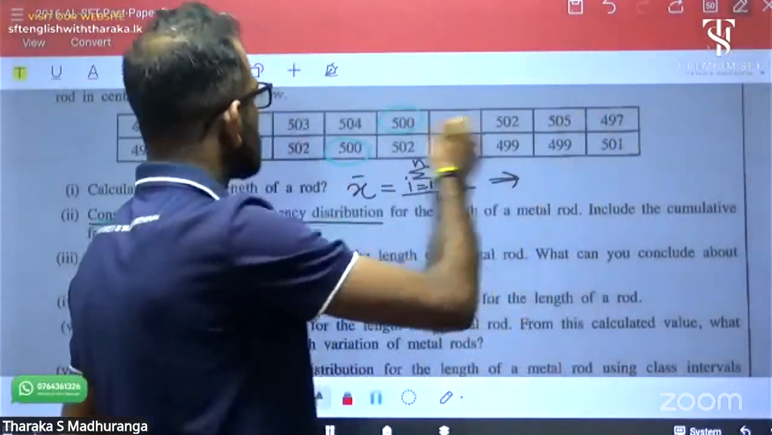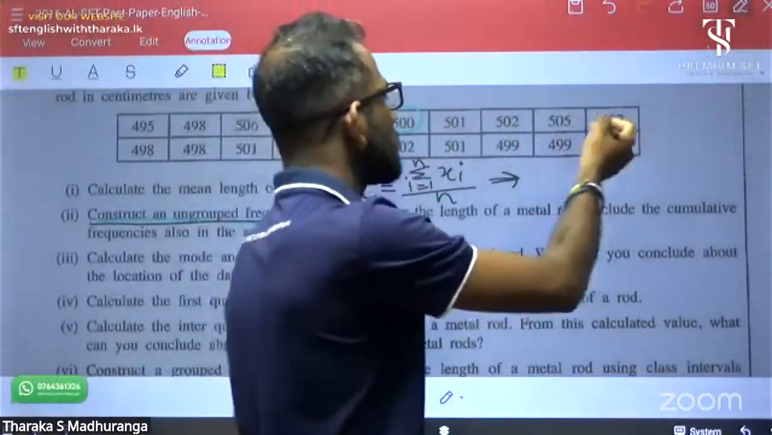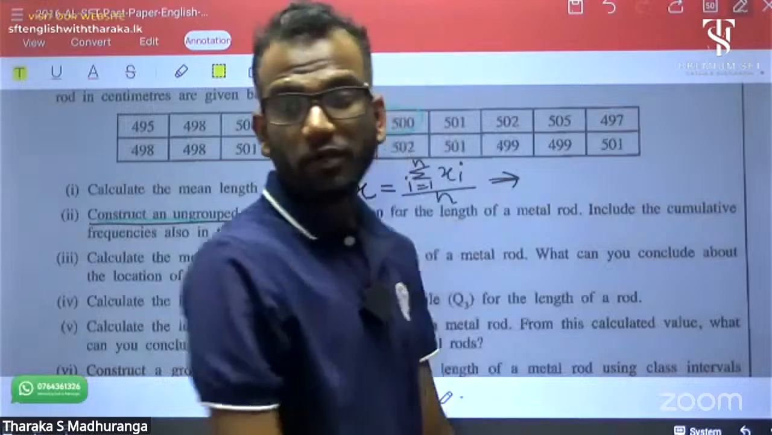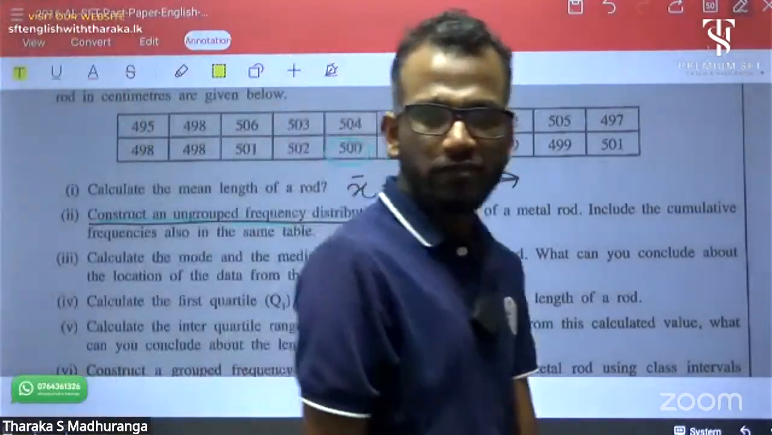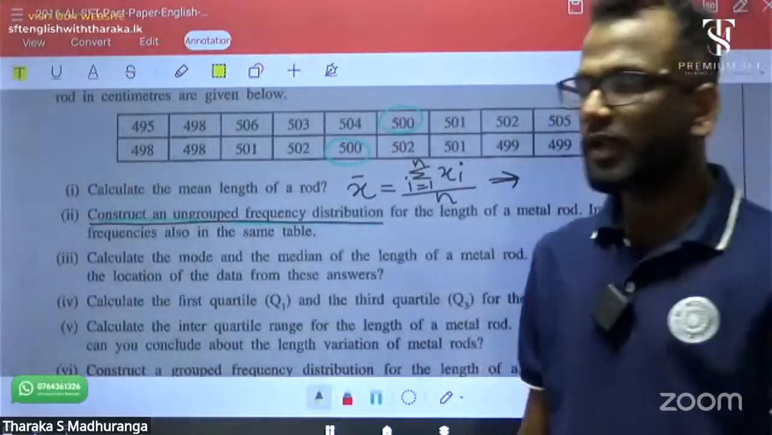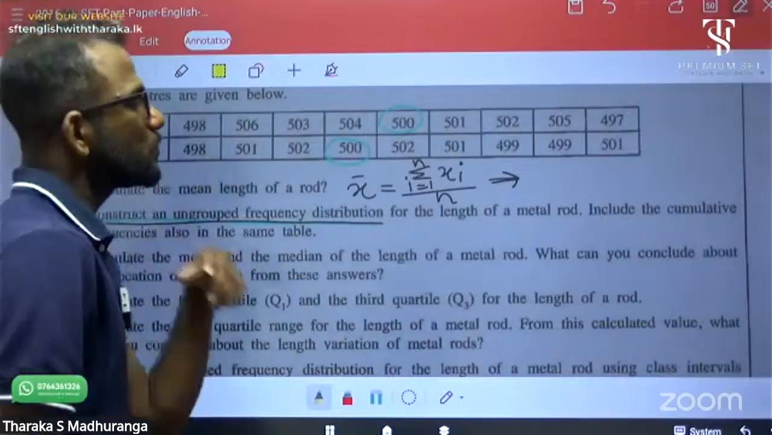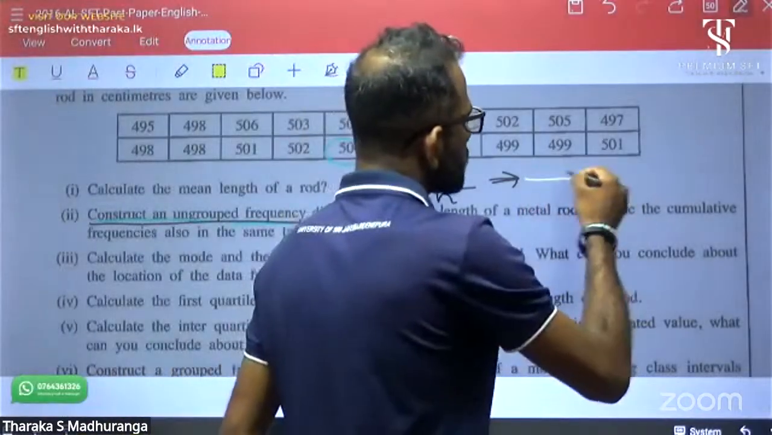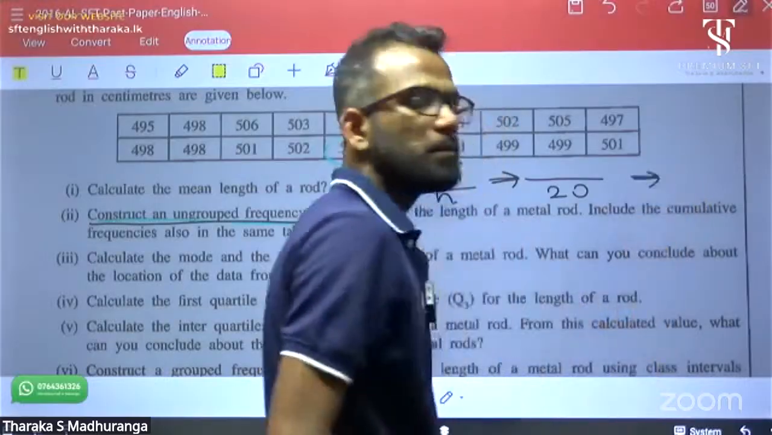Okay, what's the summation of all data? We have 1, 2, 3, 4, 5, 6, 7, 8, 9, 10... 20 rows, yeah, 20 data. Only 20, it's not tough. You can calculate. You can add the summation of all numbers and divide by 20. Then you can get the mean.